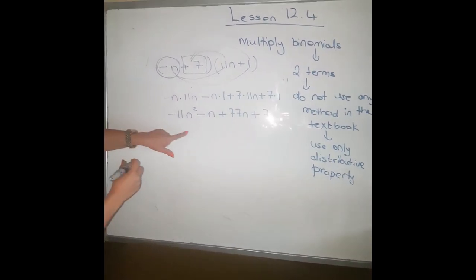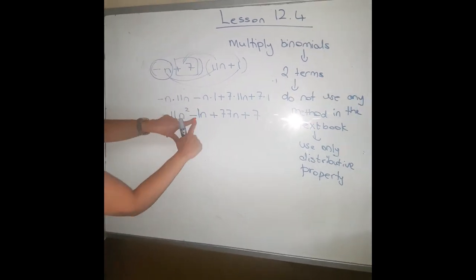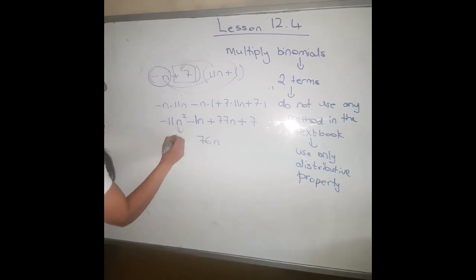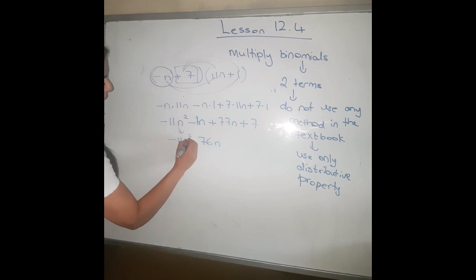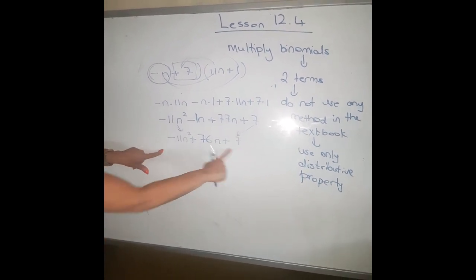And now I look for my like terms. Negative n plus 77n, this is a 1. Negative 1 plus 77 is actually a 76n. Bring down negative 11n to the second power. Bring down my last term, and this is my final answer.